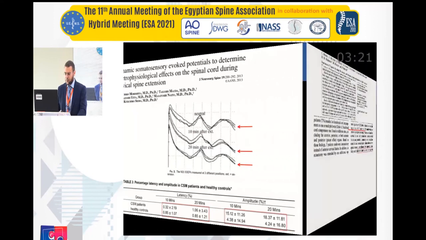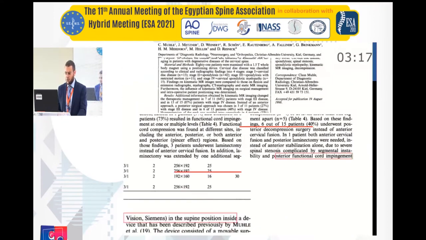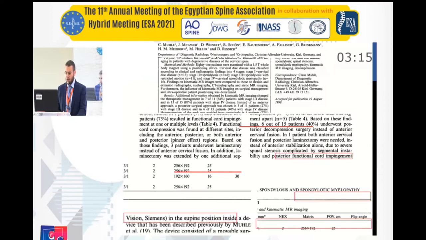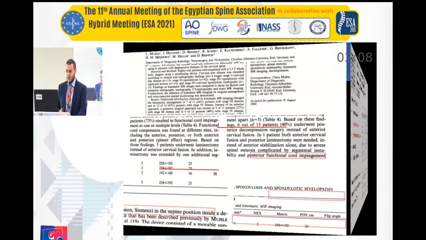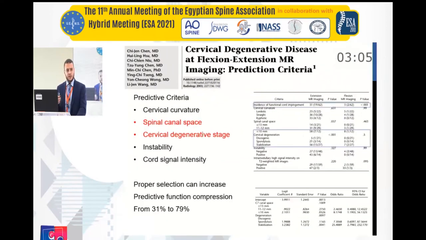Again, this is another study looking for the significance of functional cord compression with extension. It's not clear here, but they show that a lot of surgeons changed their mind and their decision after they did a dynamic or flexion extension MRI. So what's the predictive criteria? Do I need to do a dynamic MRI on any patient, or is there a selective type of patient?